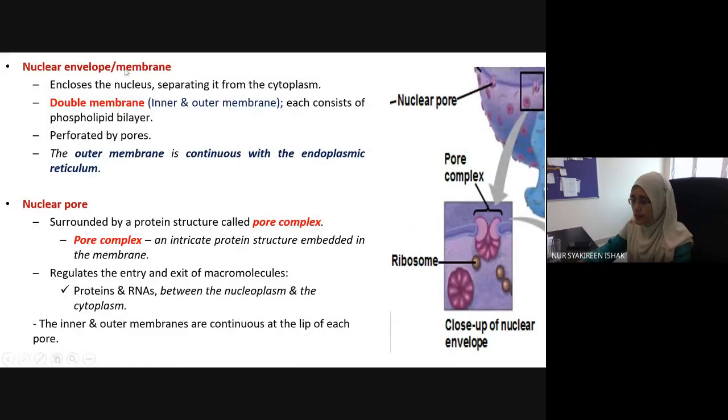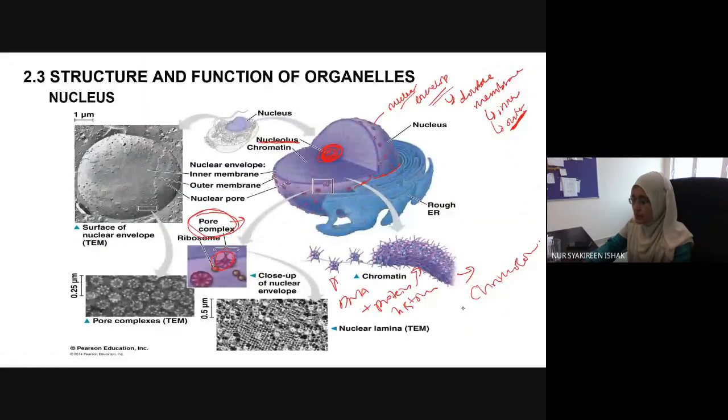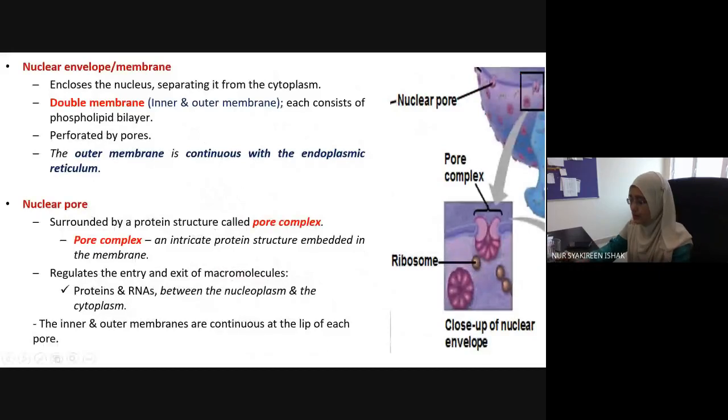So the nuclear envelope or the nuclear membrane encloses the nucleus, separating the content of the nucleus from the cytoplasm. It is a double membrane, inner and outer membrane, consisting of phospholipid bilayer. Ingat ya, plasma membrane dan membrane organel yang lain adalah terdiri daripada phospholipid bilayer. The nuclear membrane has pores, to allow substances to enter and exit the nucleus.